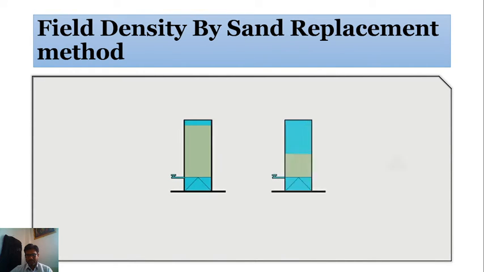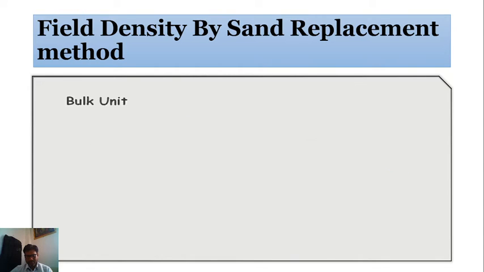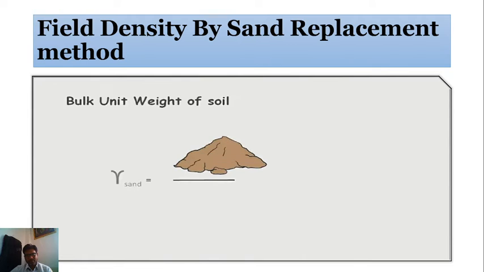Using these weights, we can calculate how much sand was used to fill the volume of the calibrating container. We say this weight as WA, which can be written as W1 minus W2 minus W3. Hence, the bulk unit weight of the sand can be determined by its formula and will be equal to this.